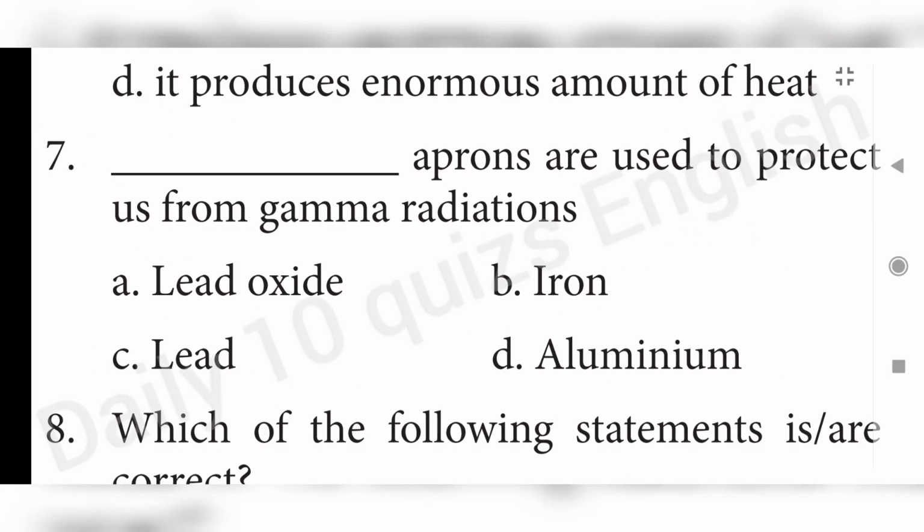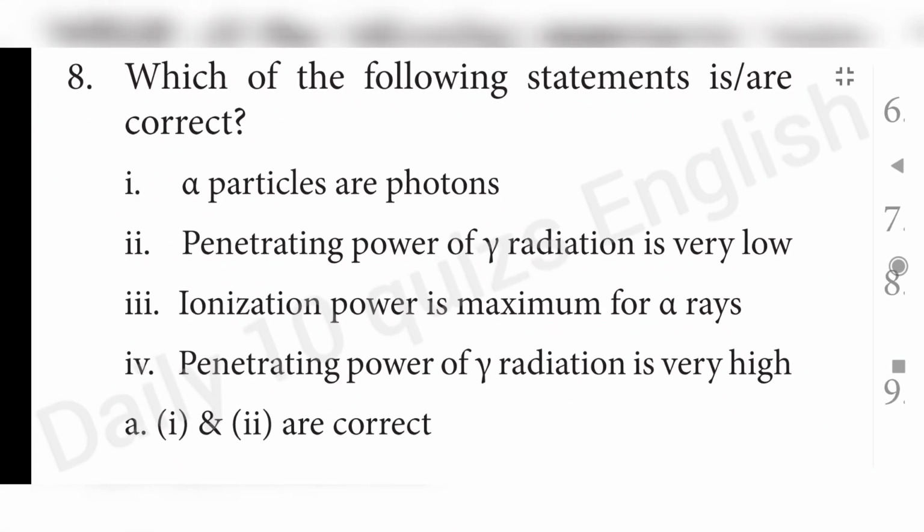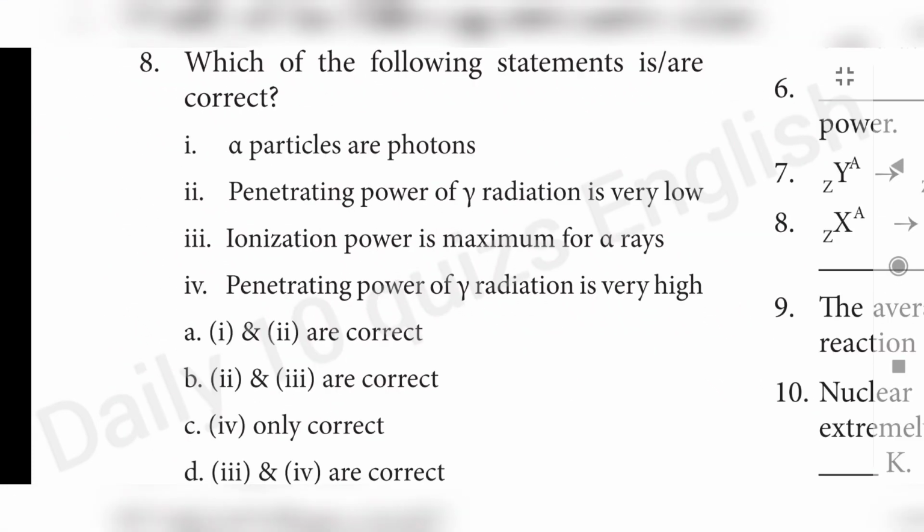Seventh one, dash aprons are used to protect us from gamma radiations. Lead oxide, iron, lead, aluminium. Answer, option C, lead aprons are used to protect us from gamma radiations. So the answer is option C, lead. Eighth one, which of the following statements is or are correct? Answer, option D, 3 and 4 are correct.